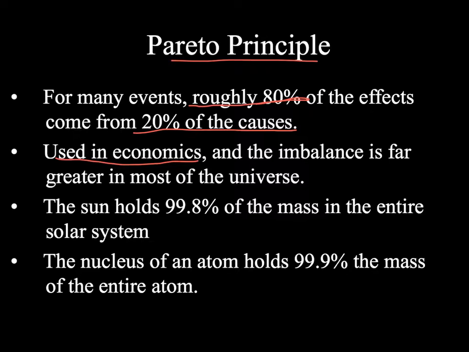So why am I talking about this Pareto principle? Because I think it's another good way of describing accretion. If we look at some examples, the sun holds 99.8% of the mass in the entire solar system, and the nucleus of an atom holds 99.9% of the mass of the entire atom. It's like the universe uses the Pareto principle. Pareto was just an economic scientist, but I think it's interesting that we see this happening all around us: wealth, power, matter.